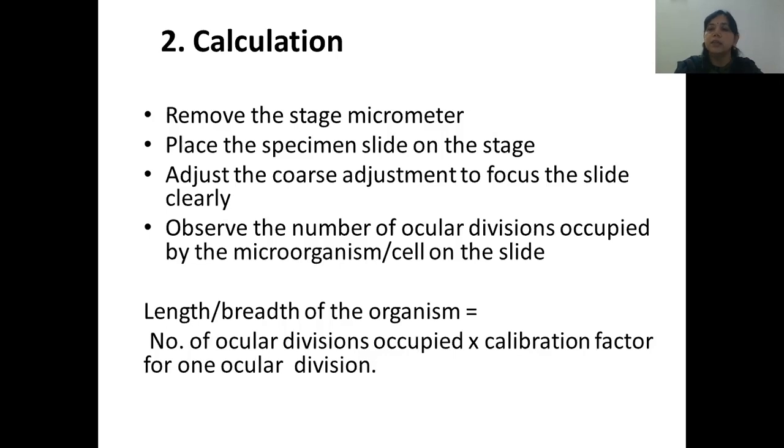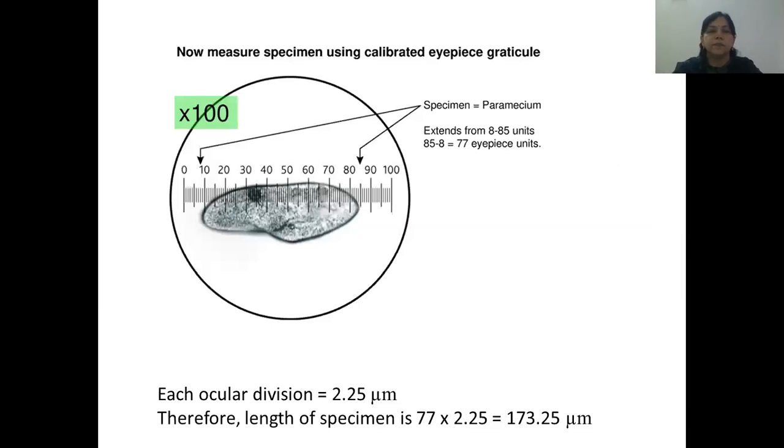Now count the divisions occupied by the microorganism. So here you can see, and here also it is not necessary that it has to start from 0, it has to start from 10, nothing like that. Now you just have to see this is paramecium, which is focused here. Now this starts somewhere around 8, not 10, somewhere around 8, and goes up to 85. So paramecium is occupying from ocular division 8 to ocular division 85.